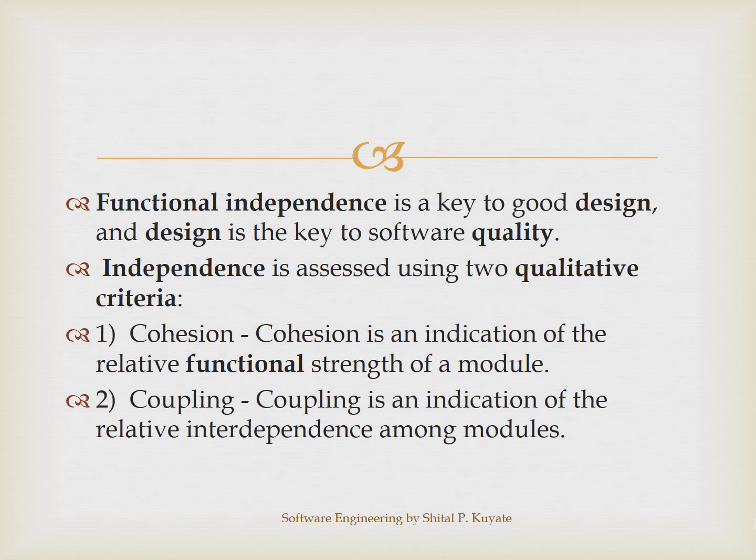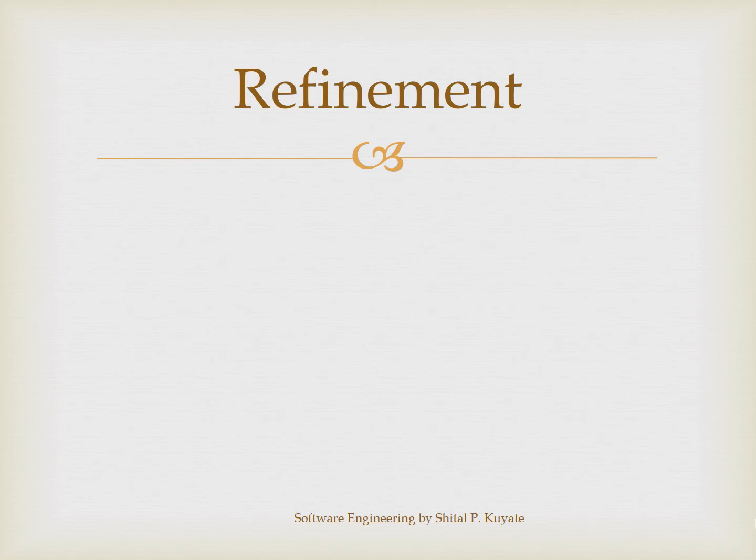Then the second one is coupling. Coupling is an indication of the relative independence among modules. Coupling depends on the interface complexity between modules, the point at which entry or reference is made to a module, and what data passes across the interface. Now, what is refinement?